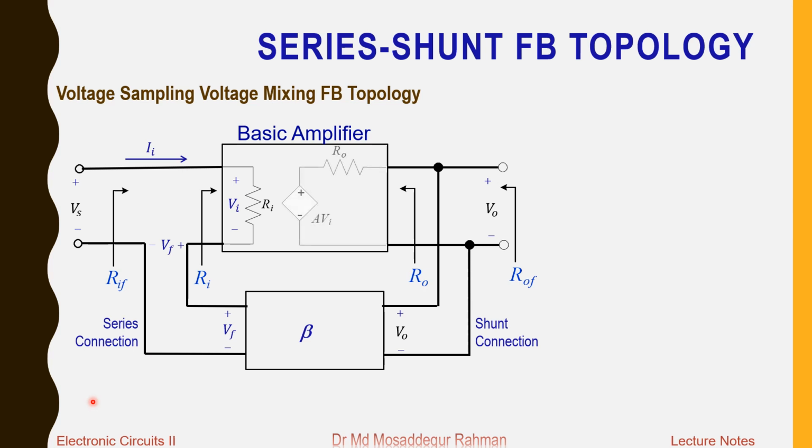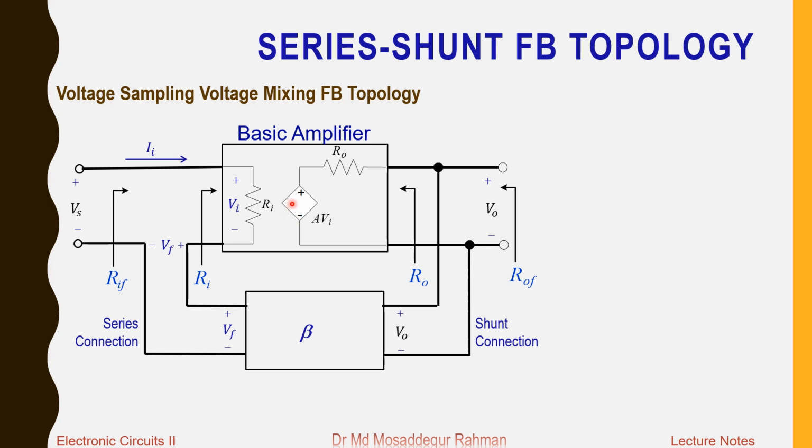Then at the output side the amplifier can be represented by a dependent voltage source, which represents our output voltage V naught, and V naught will depend on the input voltage Vi times the gain of the basic amplifier A. So A times Vi is our output voltage, and that is how it is represented.